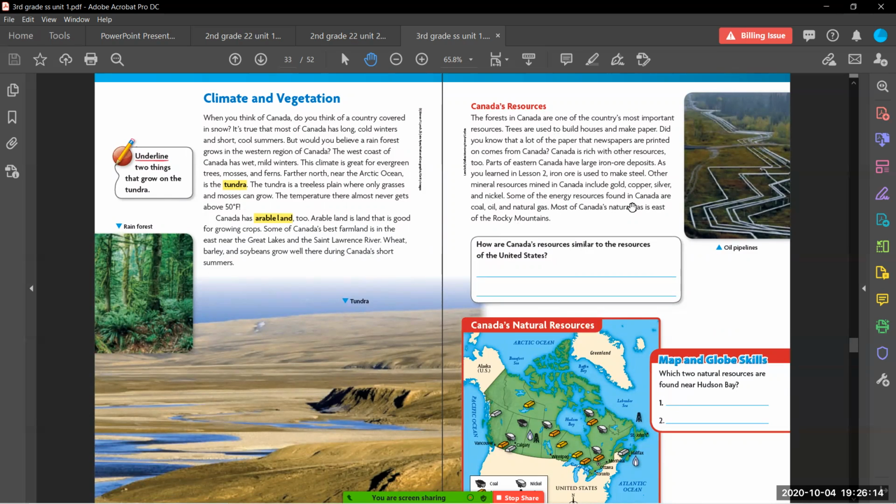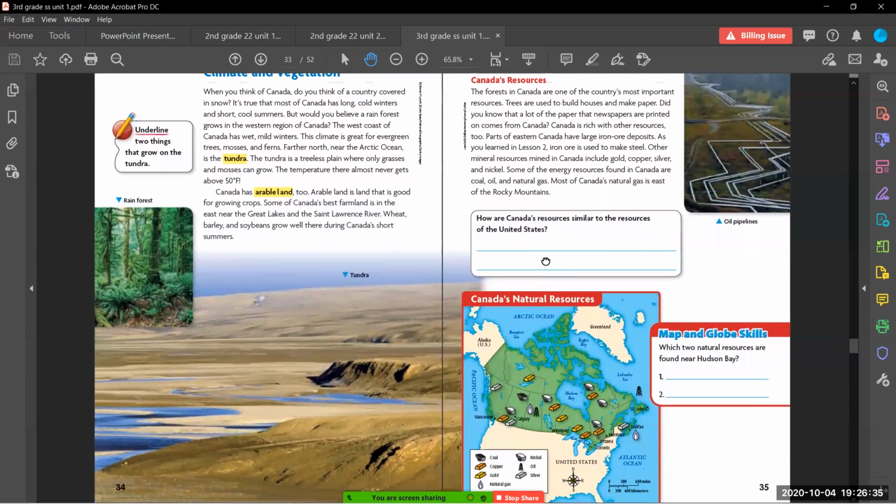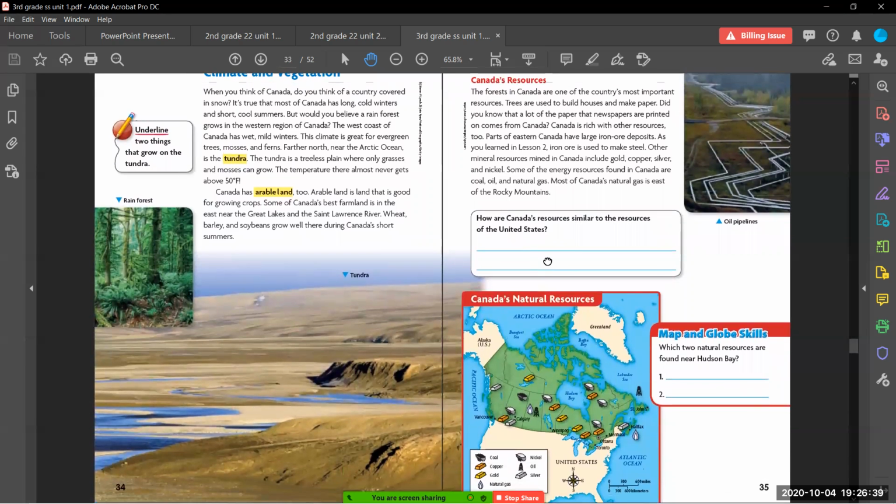Some of the energy resources found in Canada are coal, oil, and natural gas. Most of Canada's natural gas is east of the Rocky Mountains. So that means, the Rocky Mountains are here, the oil and natural gas are going to be towards the right. How are Canada's resources similar to the resources of the United States? So you can go back to our previous lesson and read about some of the resources found in the United States, and you'll see that some of them are the same and some of them are different.